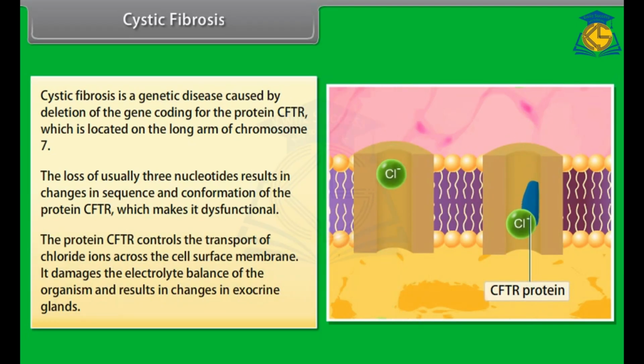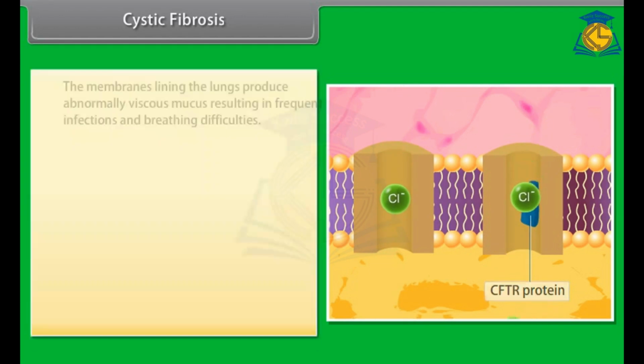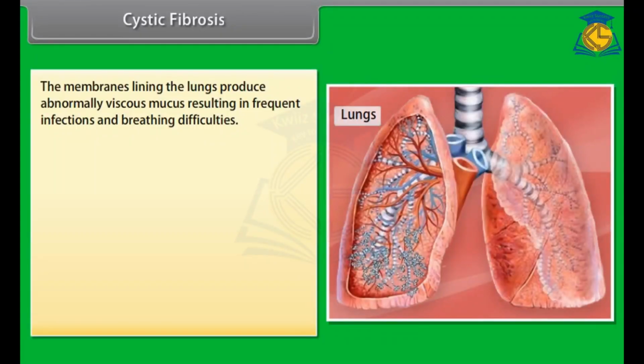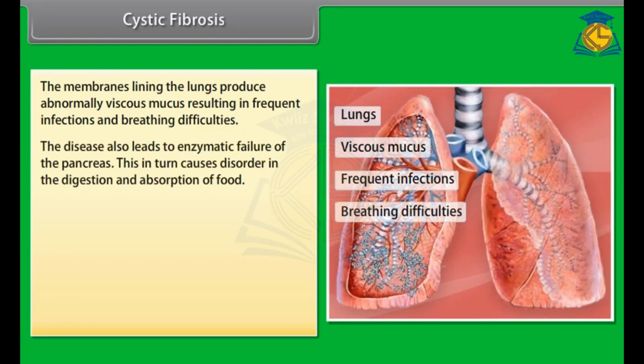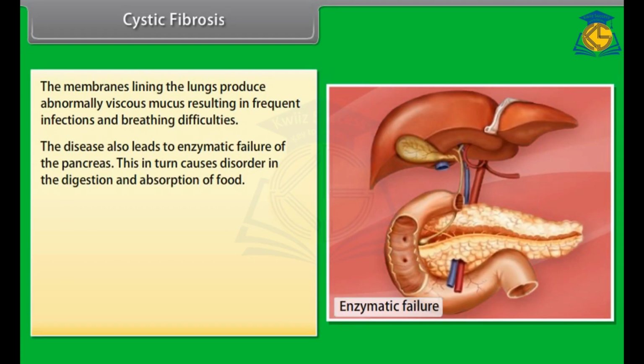It damages the electrolyte balance of the organism and results in change in exocrine glands. The membranes lining the lungs produce abnormally viscous mucus, resulting in frequent infections and breathing difficulties. The disease also leads to enzymatic failure of the pancreas. This in turn causes disorder in the digestion and absorption of food.